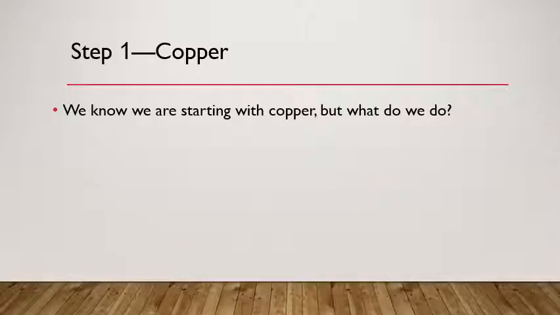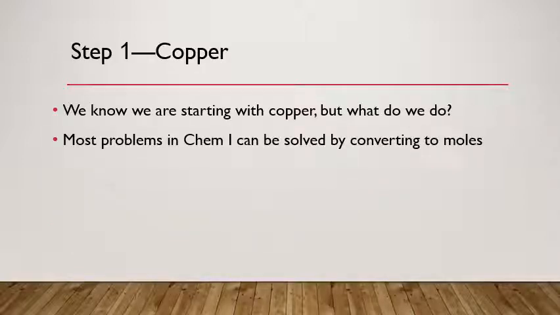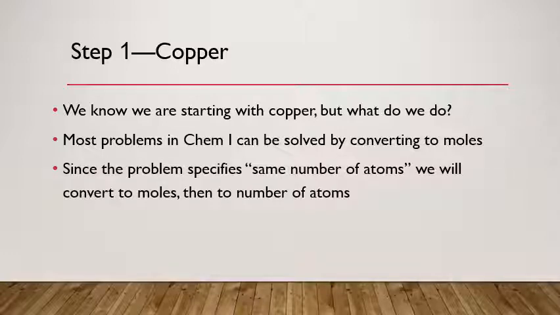Starting with the copper. So what do we do? Most problems in Chem 1, when in doubt, convert to moles. If you've talked to me at all, you know I say that all the time, because most of the time converting to moles will get us closer to our final answer, and converting to moles is therapeutic. It's better to be doing something than just sitting and staring at the problem. So the problem specifies the same number of atoms. We'll convert to moles, then to the number of atoms. We'll use Avogadro's number to convert from moles to number of atoms.